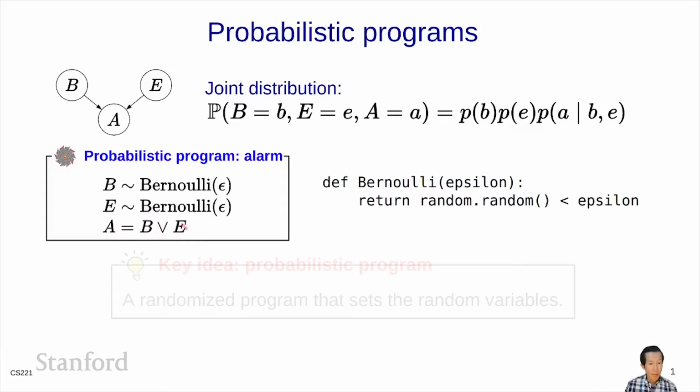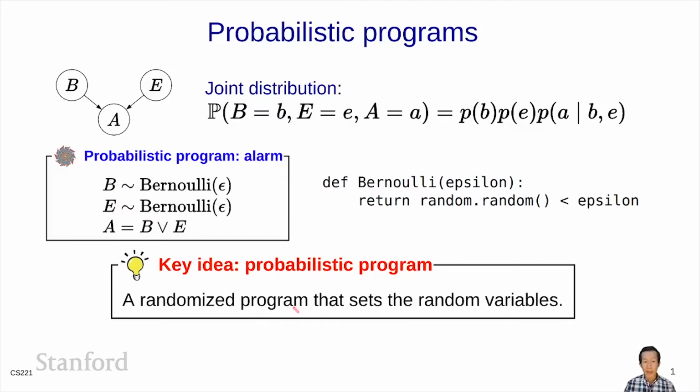So if I run this program, it's going to produce a setting to A, E, and B. So in general, a probabilistic program is just a randomized program such that if you run it, it sets the random variables. In particular, it produces an assignment to the random variables. While you can run the program, it's useful to think about the program itself as just a mathematical construct that's used to define a distribution. In particular, the probability of a program producing a particular assignment is, by definition, the joint distribution over that assignment.